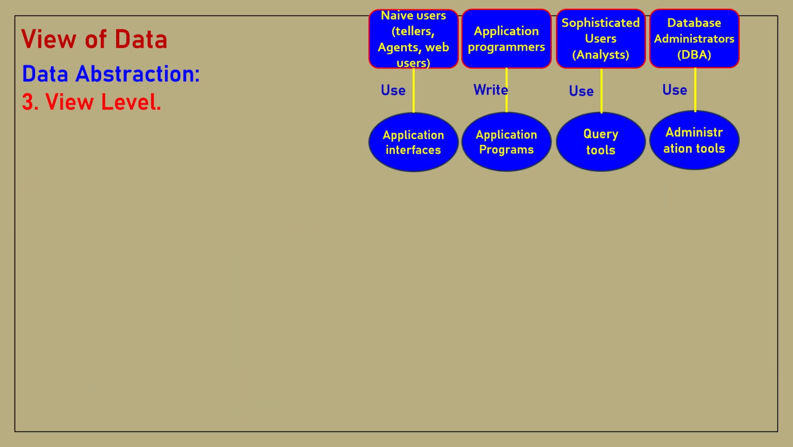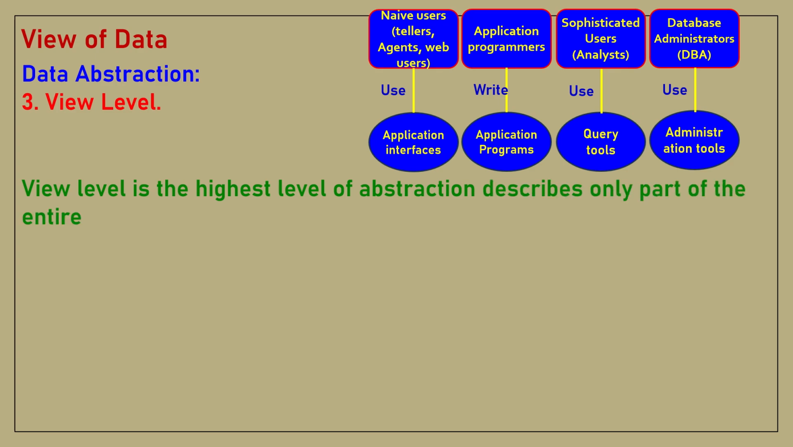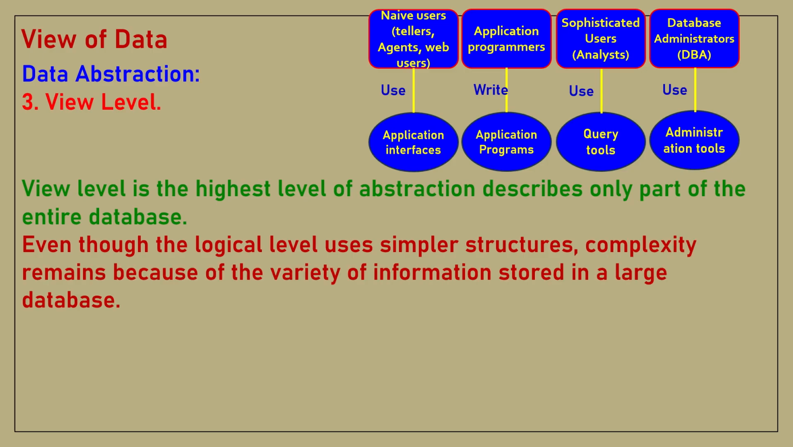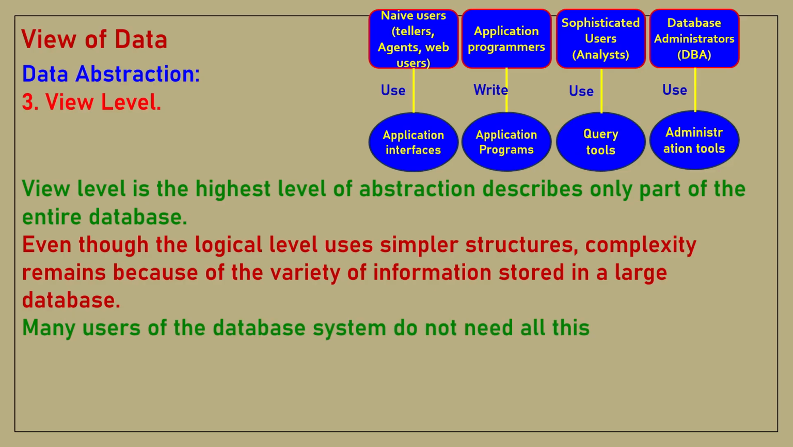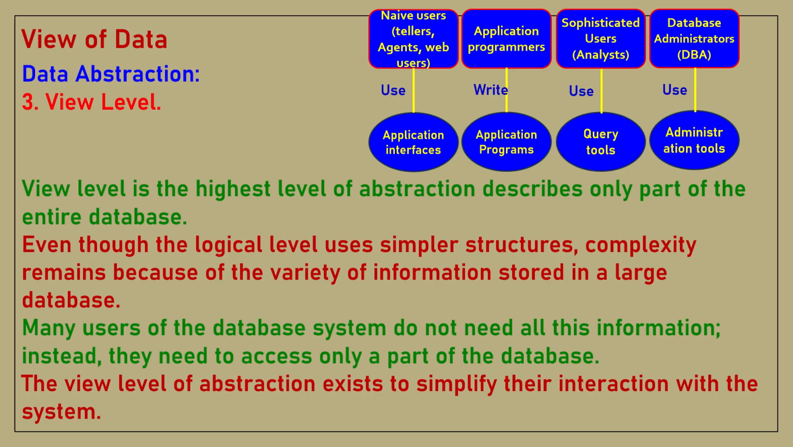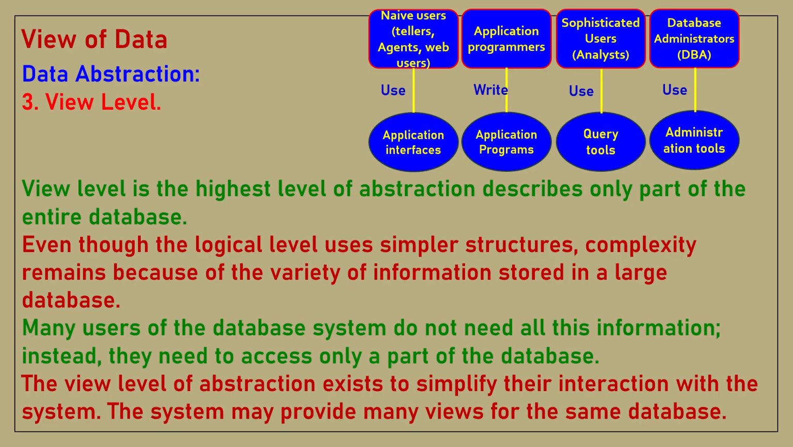View level. View level is the highest level of abstraction, describes only part of the entire database. Even though the logical level uses simpler structures, complexity remains because of the variety of information stored in a large database. Many users of the database system do not need all this information. Instead, they need to access only a part of the database. The view level of abstraction exists to simplify their interaction with the system. The system may provide many views for the same database.